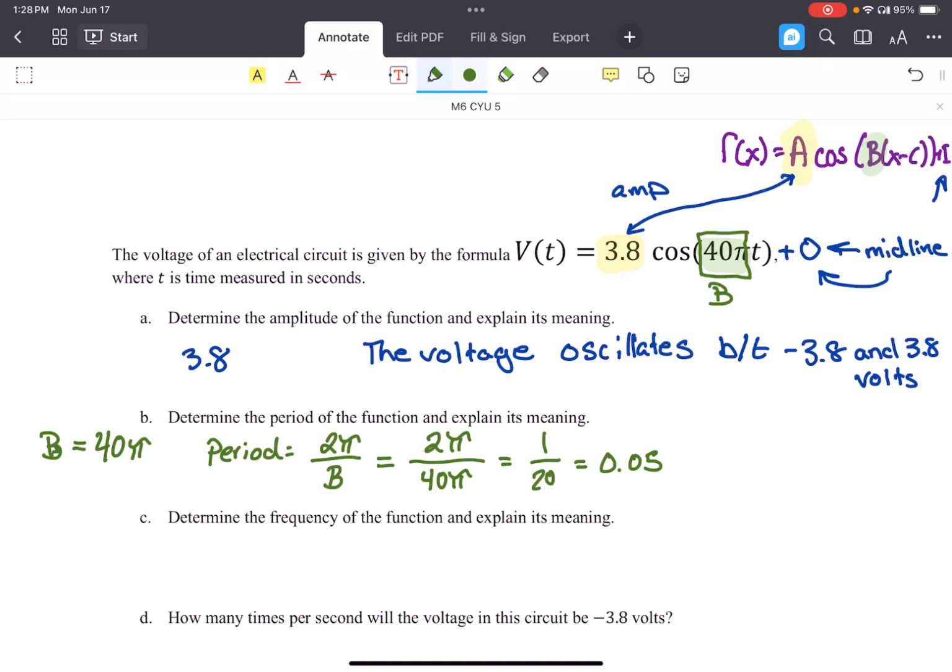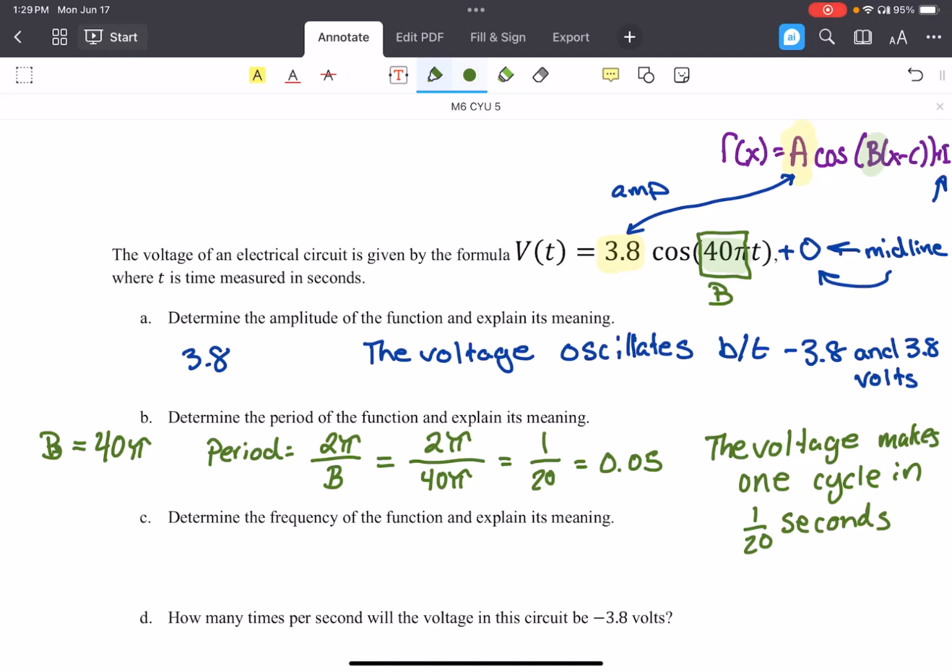What this is telling me is time. Remember, period is measured in your input value. In this case, that's how long the voltage takes to make one cycle. So the voltage makes one cycle in 1/20th of a second. So it doesn't even take a full second.